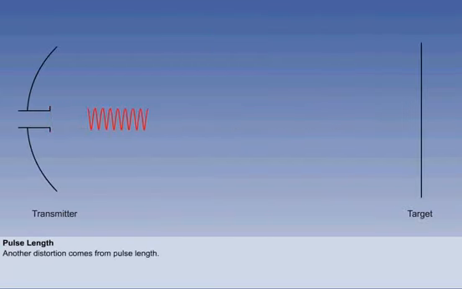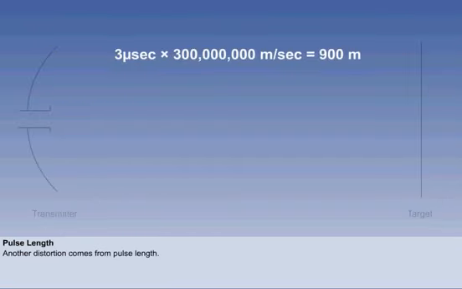Another distortion comes from pulse length. Let's suppose that we're using a pulse length of 3 microseconds. At 300 million meters a second, that represents 900 meters on a one-way path. However, radar carries out its timing using a two-way path, so we divide by 2 to get 450 meters.